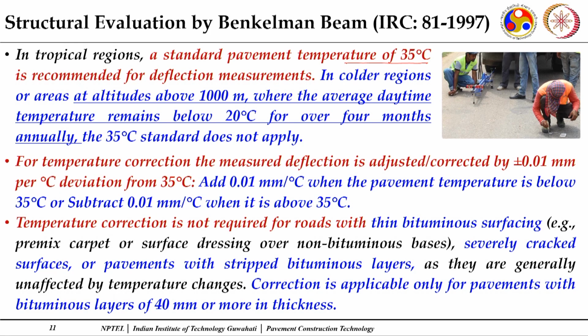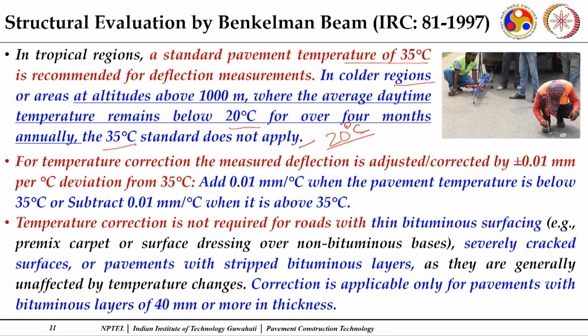In certain colder regions at higher altitudes above 1000 meter, where the average daytime temperature remains below 20 degrees for more than 4 months, it may be difficult to do this test at 35 degrees centigrade. So there we prefer to go for 20 degrees centigrade. We normally go for measurements when the temperature is more than 20 degrees centigrade, and then you do not require to go for those temperature corrections also. So, these are for specific locations.